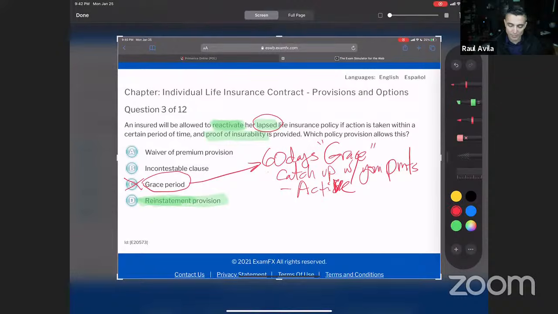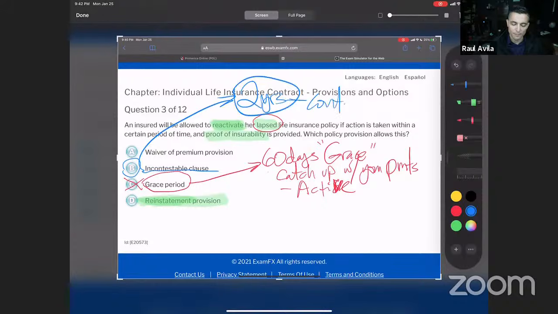Incontestability. What is incontestability? Let's use a different color for this. B. What is incontestability? Incontestability is that in the first 2 years, it's contestable. Contestable. What does that mean? What that means is that the insurance company could check out the policy for fraud, because they could contest the policy if there was fraud involved.